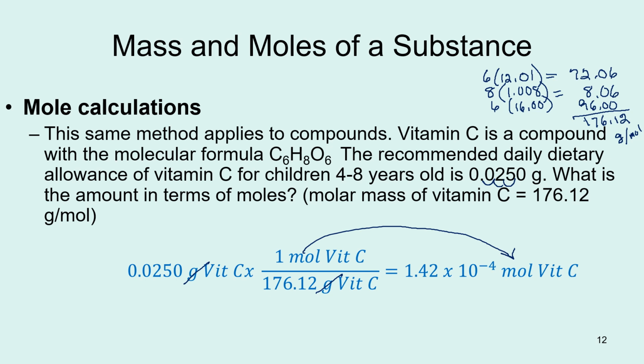0.025 divided by 176.12 gives me 1.42 times 10 to the minus 4 moles of vitamin C. Again, 3 significant figures here. I used more than that here, but that's fine. At least 1 decimal, but 2 is good. And then I leave 3 significant figures at the end.